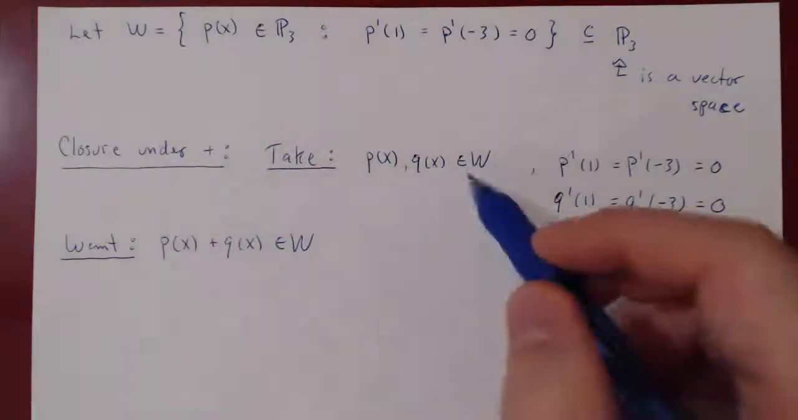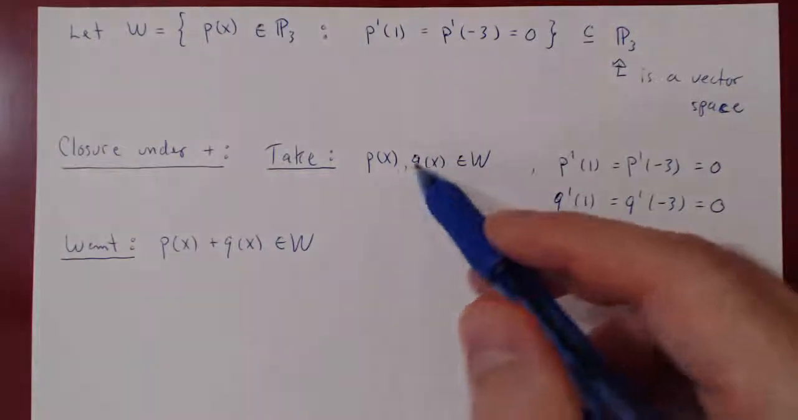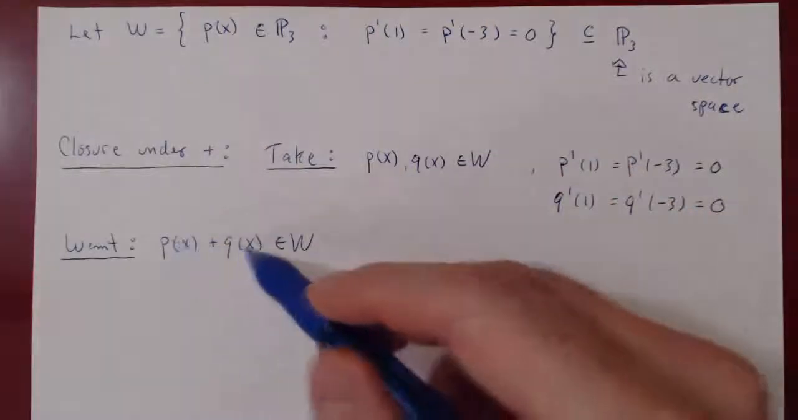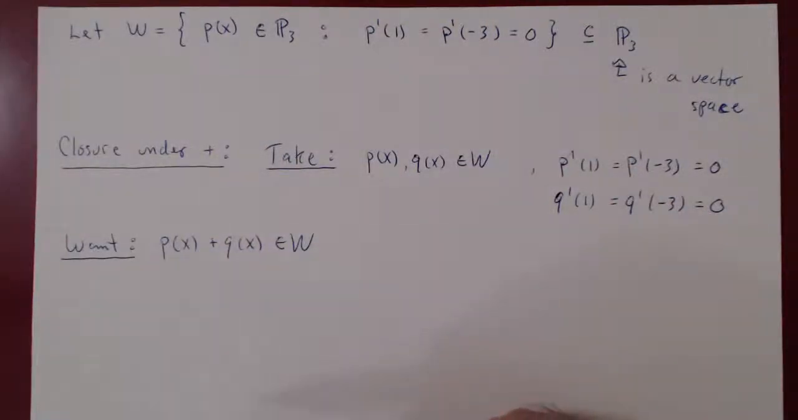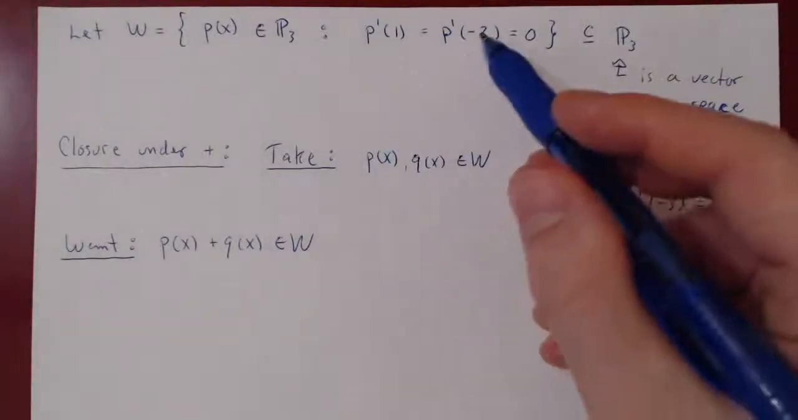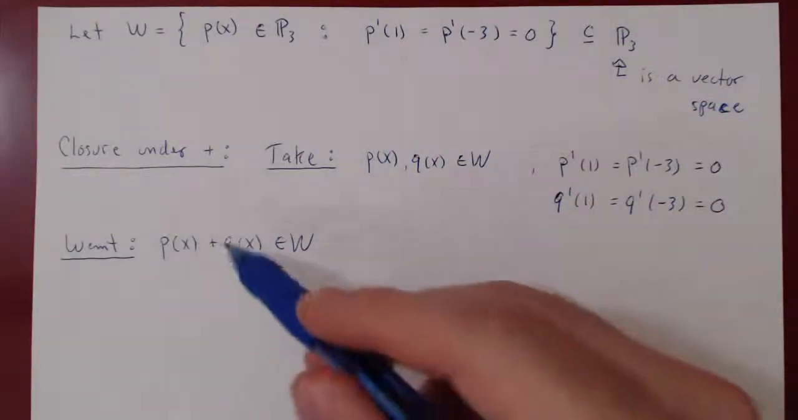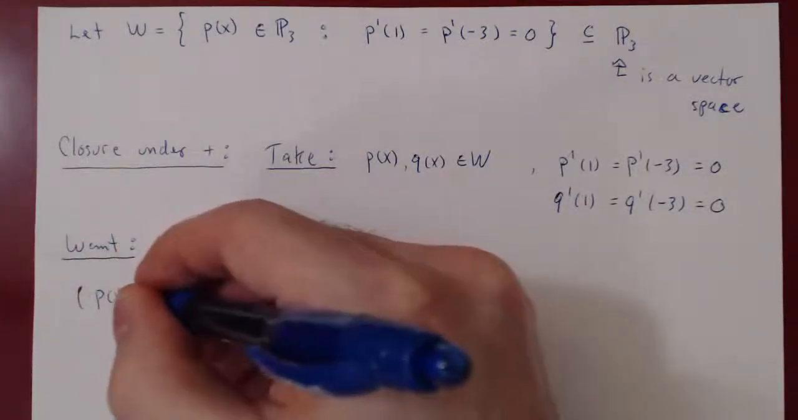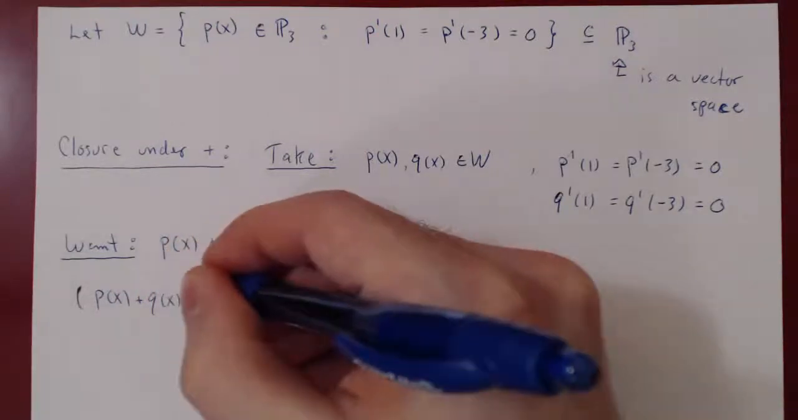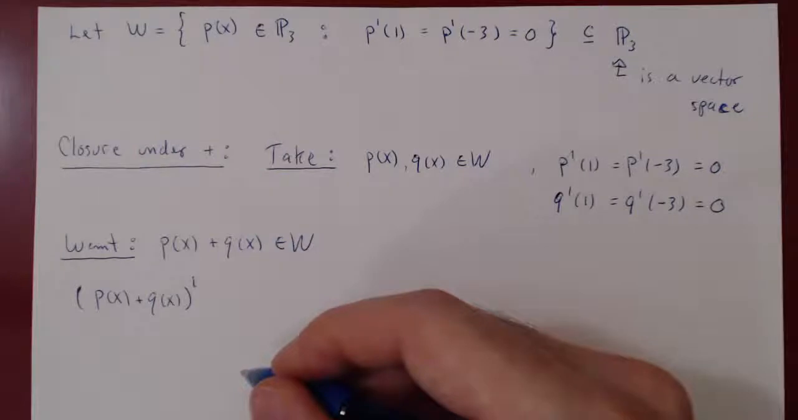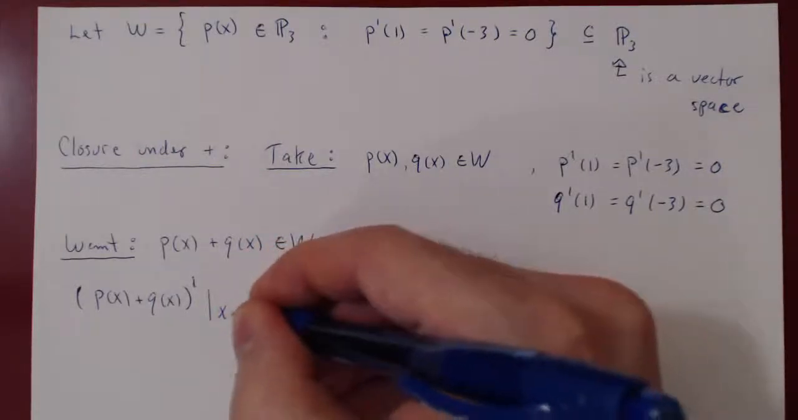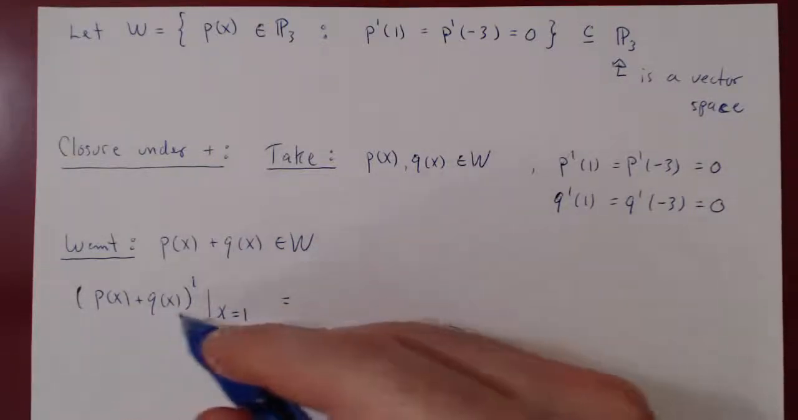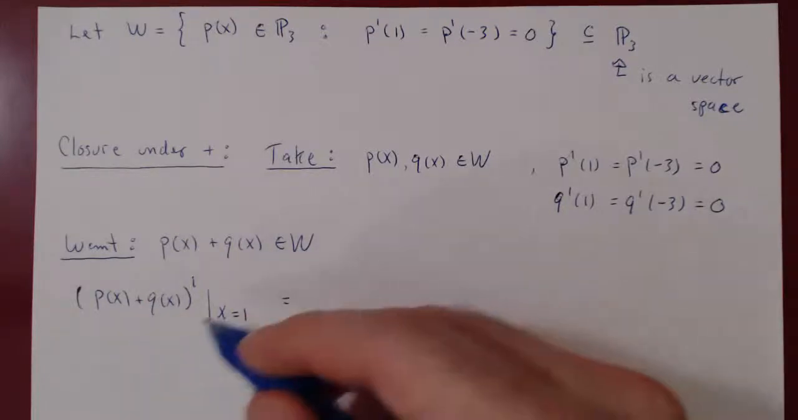Clearly, if p and q are in W, they are in P3, so they both have degree at most 3. And so if you add 2 polynomials of degree at most 3, the sum is also of degree at most 3. What we have to show now is that x equals 1 and x equals negative 3 are critical points of our function. So we find the derivative of p of x plus q of x at x equals 1, right? If you recall, the vertical bar means that we will evaluate the function at this point, right? So we find the derivative of p plus q.